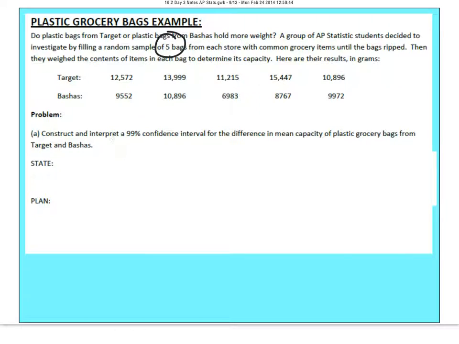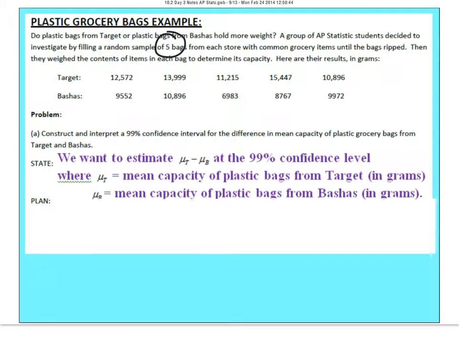Construct and interpret a 99% confidence interval for the difference in the mean capacity of the grocery bags from Target and Basha's. So we want to decide if it's going to be Target minus Basha's or Basha's minus Target. It doesn't matter as long as you're consistent. Let's just go ahead and say we want to estimate mu of t minus mu of b at a 99% confidence level. And let's define the two variables. So the mean capacity of Target and then the mean capacity of Basha's, both in grams.